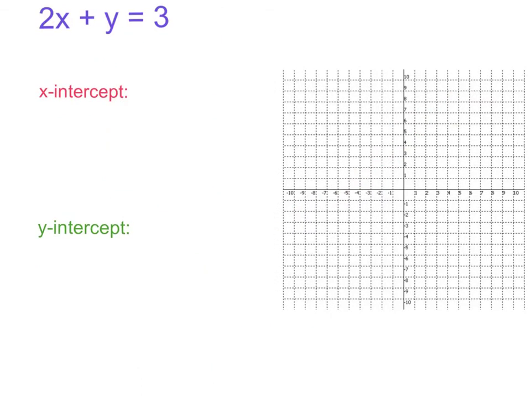Okay, same type of thing. I want you to write this down and then pause the video and try it on your own, and then come back and check if you found the correct x-intercept and y-intercept.